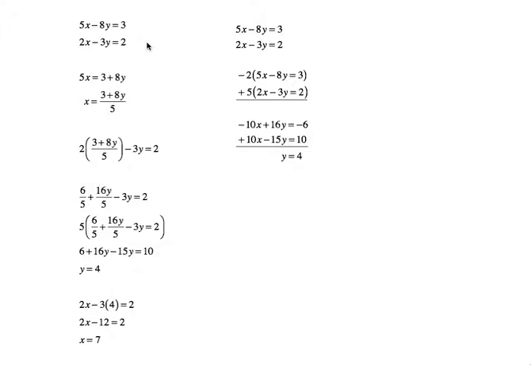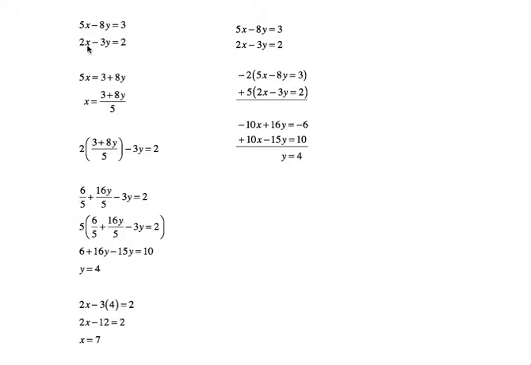So anyway, to solve this by substitution, I have chosen to isolate x in terms of y in the first equation. So I add 8y to both sides of the equation, so I have 5x is equal to 3 plus 8y. Then I divide both sides of the equation by 5, or multiply by 1/5. It's the same operation. And I come up with x equals, in the numerator, 3 plus 8y, divided by 5 in the denominator. So that's my x in terms of y, and I substitute that into the other equation.